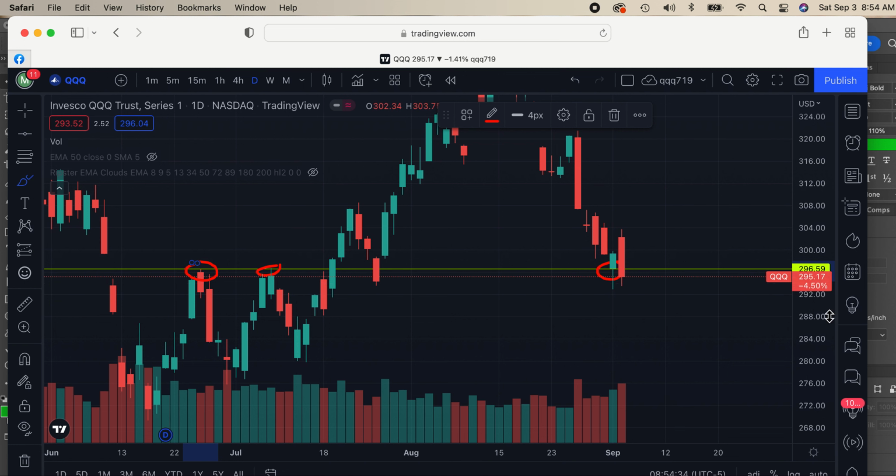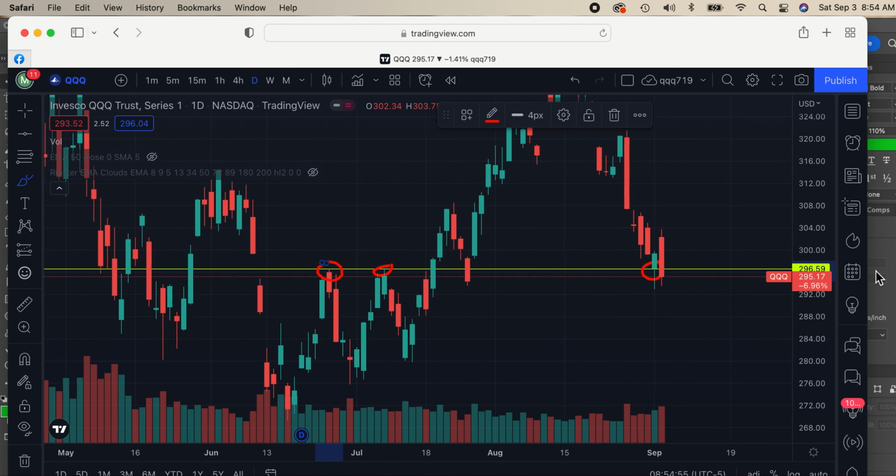So you know that 296.59 is an order to buy the market. That when it gets below that number, banks are triggered into buying shares of QQQ. Now that's on the daily chart, right?